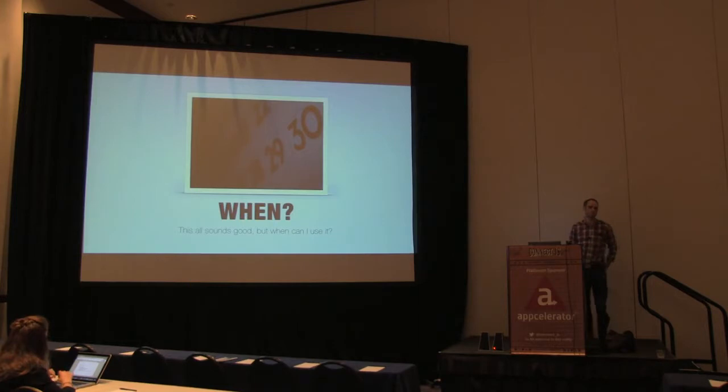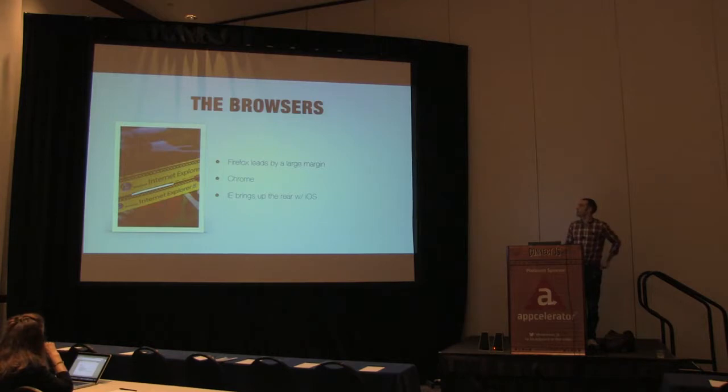Okay, so those are the ones that I think are really exciting. When do we get to use them? So in the browsers, Firefox leads by a huge margin. Firefox is really blazing the trail on all of these ES6 features, and you can use a lot of them in Firefox today. Promises, generators. I don't think they have support for modules yet, but there's a lot of stuff you can use. Chrome is close behind Firefox, and then, as one would expect, IE is in the rear, along with iOS. iOS isn't doing a great job of keeping up either. But IE, it's a ways off for IE.